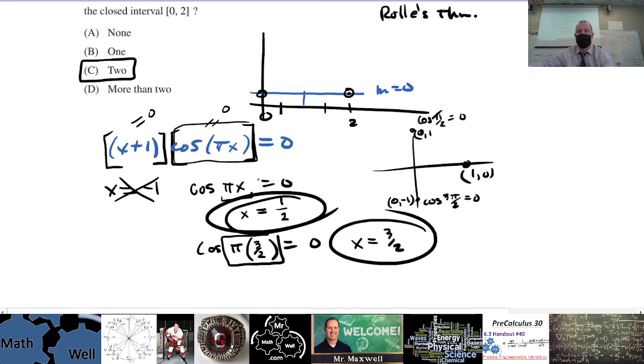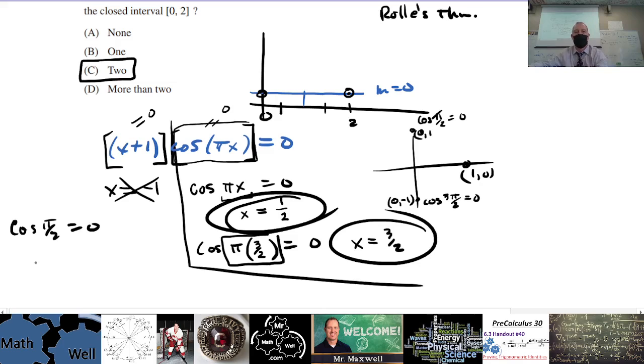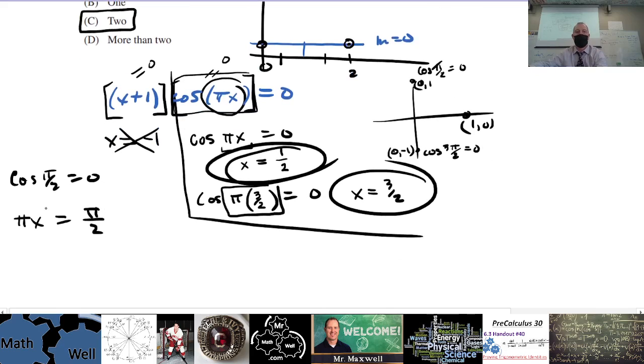So if you didn't like my reasoning right here, then literally you could say, okay, I know that cos of pi over 2 equals 0. So this right here, pi x, I need pi x to equal pi over 2. How do I solve for x? Well, all you do is you divide both sides by pi. So x equals, this is pi over 1, flip and multiply, 1 over pi. Pi's cancel out, I'm left with 1 over 2. So you can just do it straight mathematically that way too.